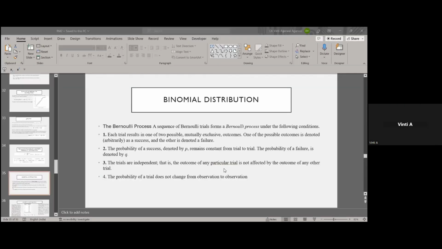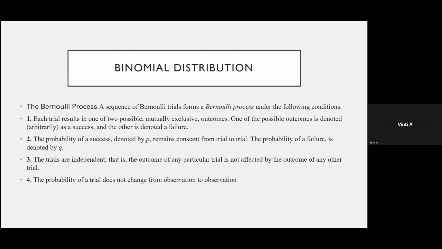Okay, so this is my presentation. It says a Bernoulli process. A sequence of Bernoulli trials forms a Bernoulli process under the following conditions. Each trial results in one of two possible mutually exclusive outcomes. One of the possible outcomes is denoted arbitrarily as a success, and the other is denoted as a failure. The probability of success, denoted by P, remains constant from trial to trial. Like it doesn't change over a period of time. And the probability of a failure is denoted by Q, and obviously that will also remain constant.